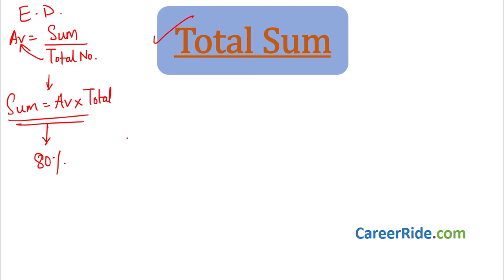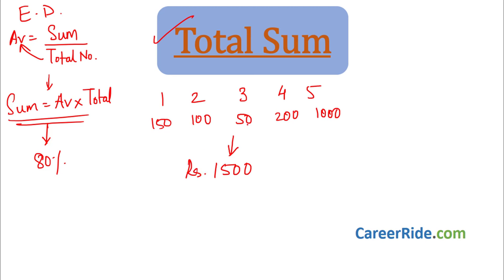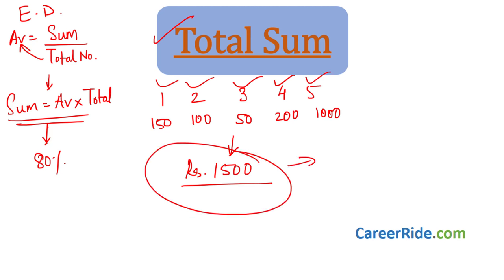We'll see some examples right now that would help you clarify this concept of total sum and how to use it and what exactly it means. Now let us say there are 5 people, 1, 2, 3, 4 and 5. Let us say one has rupees 150, two has rupees 100, three has rupees 50, four has rupees 200, and the fifth one has say rupees 1000. So how much total money do these 5 people have? That would be 150 plus 100 is 250, plus 50 is 300, plus 200 is 500, plus 1000, that is nothing but 1500 rupees. Total amount of money with these 5 people together is rupees 1500. This is nothing but the total sum.